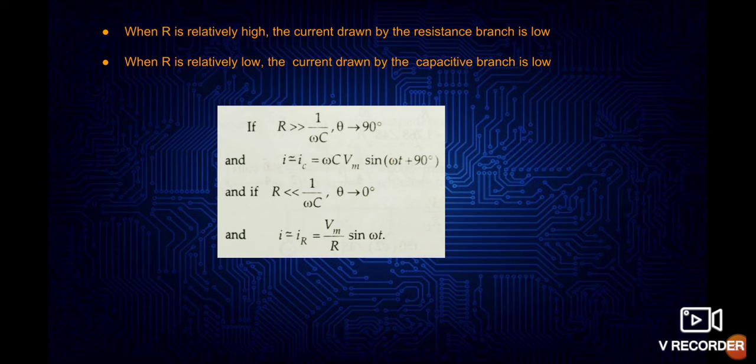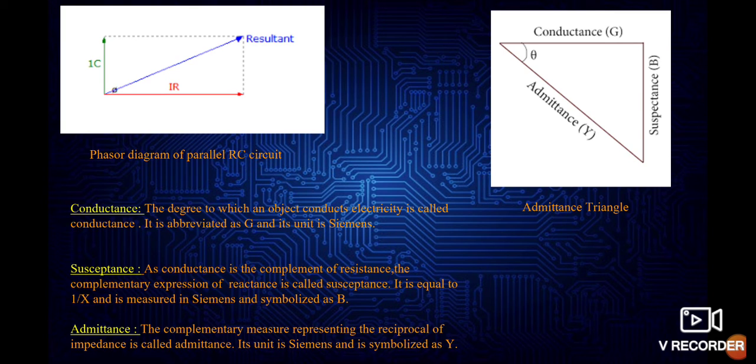So if R is much greater than 1 by omega C, theta will tend to 90 degrees, giving us I equals IC, which equals omega C Vm sin(omega t plus 90 degrees). And if R is much less than 1 by omega C, theta tends to 0, that is I will be equal to IR, and it gives us Vm by R sin omega t. Now the phasor diagram of the RC circuit is given as follows, where the resultant value is the actual current flowing through the circuit.